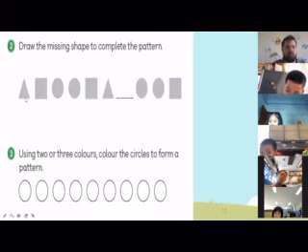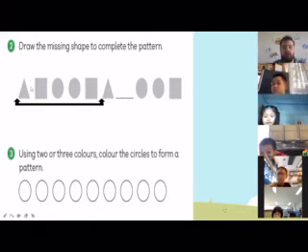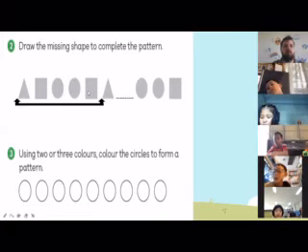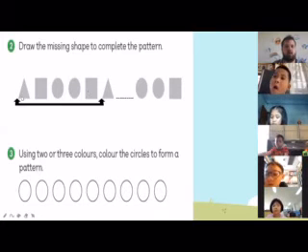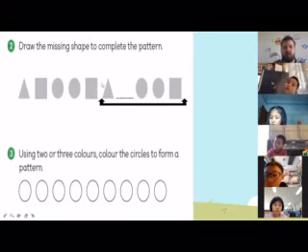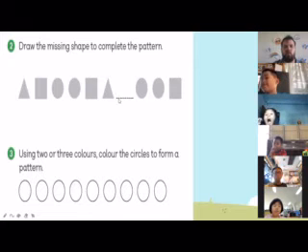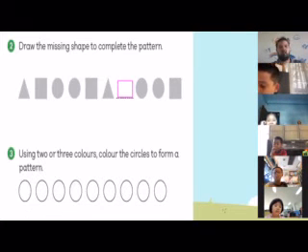So let's look at our pattern. It's a big pattern. So we have triangle, square, circle, circle, square. I'll go over it one more time. So triangle, square, circle, circle, square. On this side, we have triangle, circle, circle, square. Our missing shape is a square. So I'd like you to please draw a square.